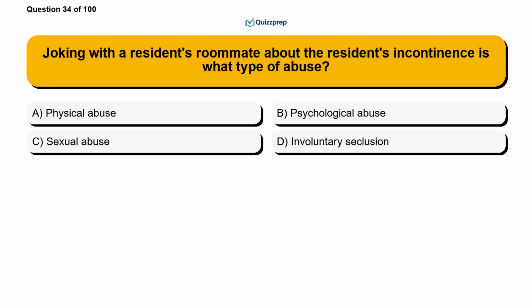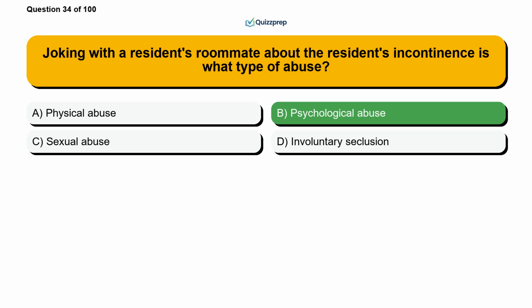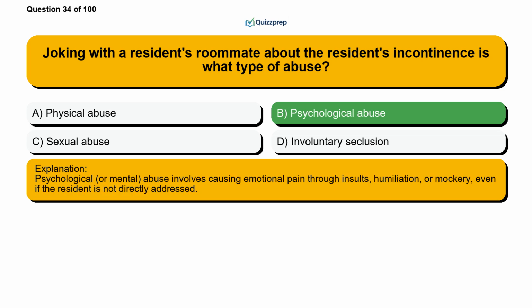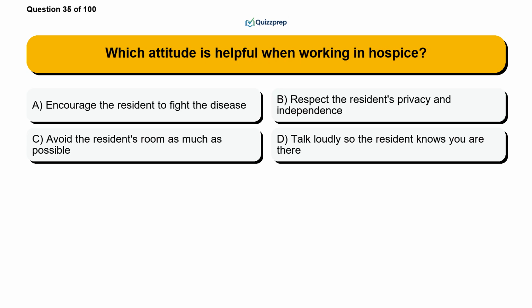Question 34. Joking with a resident's roommate about the resident's incontinence is what type of abuse? Option A, physical abuse. Option B, psychological abuse. Option C, sexual abuse. Option D, involuntary seclusion. The correct answer is option B, psychological abuse. Psychological, or mental, abuse involves causing emotional pain through insults, humiliation, or mockery, even if the resident is not directly addressed.